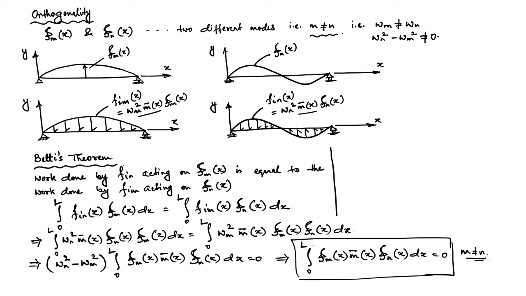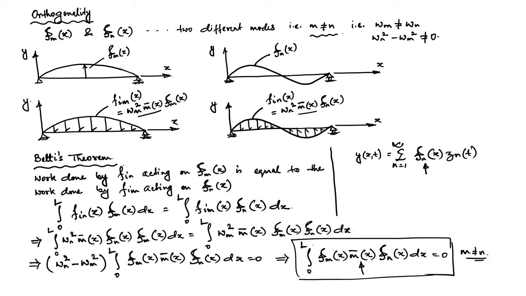So, what we can see from this discussion is that the orthogonality relation still holds in the case of a continuous system, where we express the total response y of x comma t as the summation of modal response, n ranging from 1 to infinity, phi n of x z n of t. So, these mode shapes are orthogonal to each other, but here also again you note that it is with respect to this m bar x, that is the distribution of mass over the length of the beam.